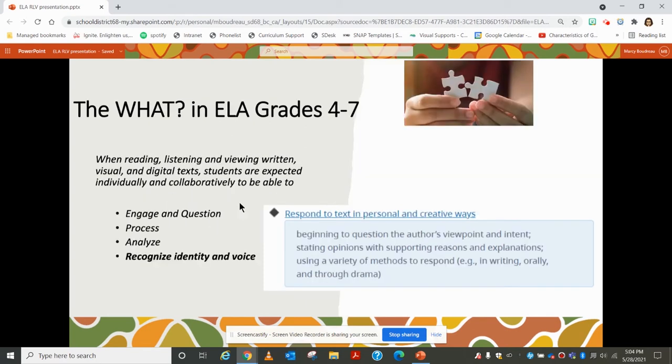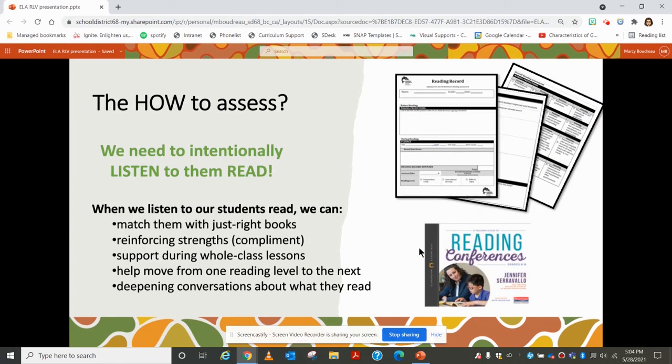The fourth is recognize identity and voice. Where does their perspective come into play? And how do they understand other people's point of view? Next, how do we assess these skills?